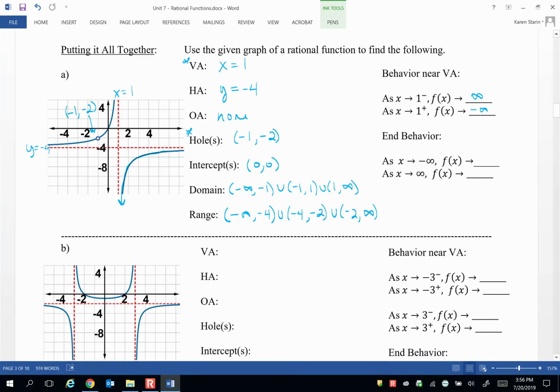And the end behavior, well, we have a horizontal asymptote, so we know both end behaviors, both the left and the right end behavior, will approach that value. And as you read the graph, you see that the function approaches the horizontal line -4. So as x approaches -infinity, f of x approaches -4. And as x approaches +infinity, f of x approaches -4.